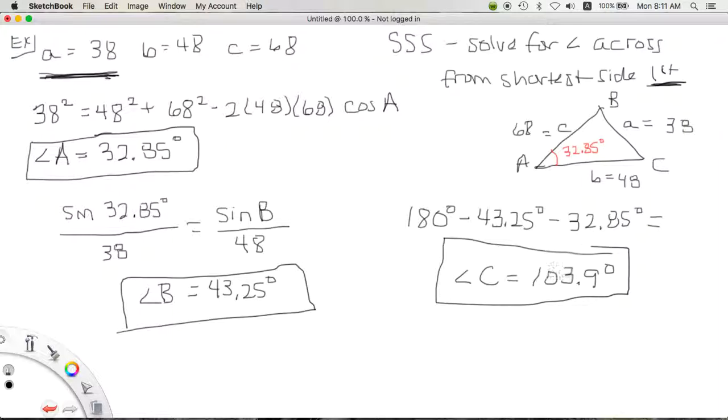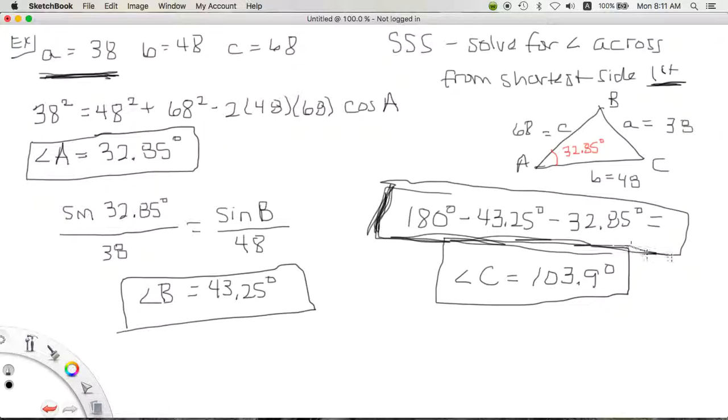If you had started out trying to find angle C, you would not have gotten this in your calculator. It would not give this to you. So you need to make sure that you start by finding the angle across from the shortest side and work your way up, and this is how you find the last angle, always. Always use this for finding your last angle.